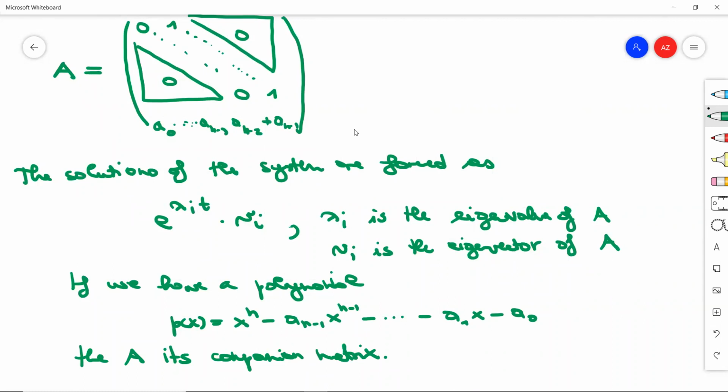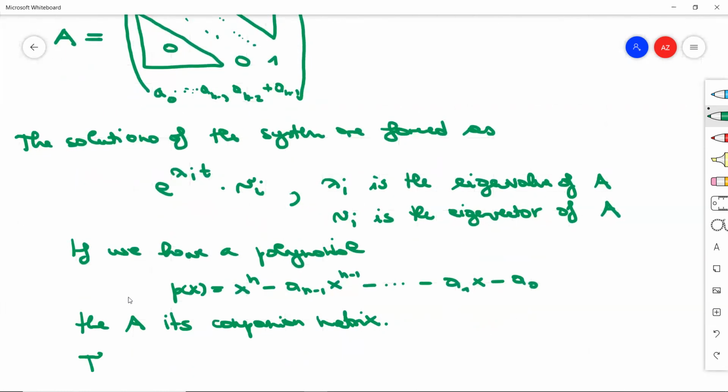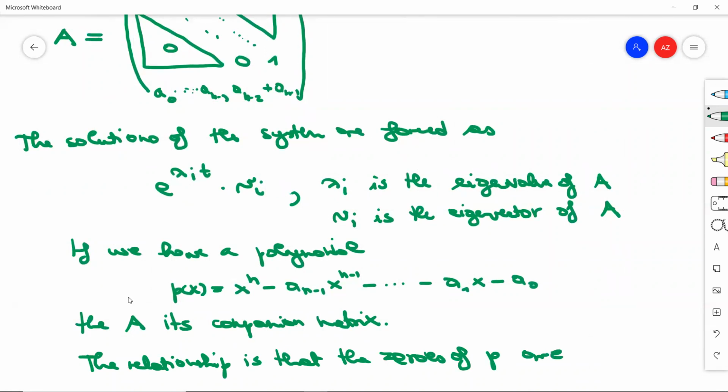And what's the relationship between P and its companion matrix? The relationship is that the zeros of the polynomial P are exactly the eigenvalues of A.